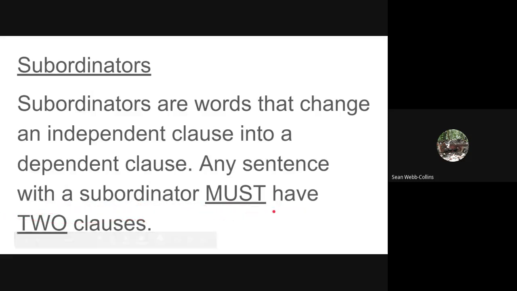What are the 2 types of clauses again? Or the 2 different clauses? That's right, the 2 different clauses are independent and dependent. And remember that there are 4 different types of subordinators. What are the 4 different types? I mentioned them in the first slide.